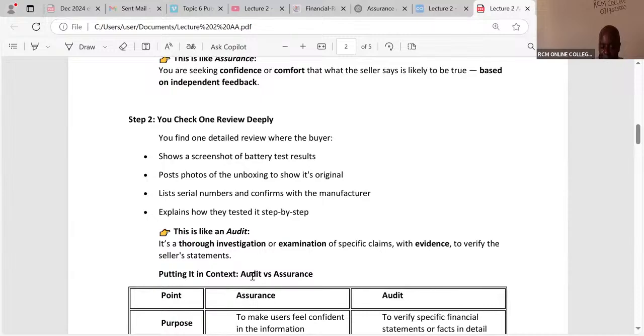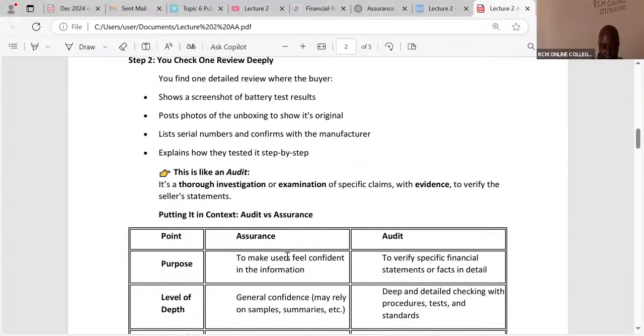Putting it in context, audit versus assurance, ladies and gentlemen. In terms of purpose, assurance is to make users feel confident in the information, financial statements or facts in detail. For us, audit is about verification of specific financial statement items. Level of depth: assurance is normally general confidence, may rely on sample summaries, etc. Audit is very deep and detailed, checking with procedures, tests, and standards.